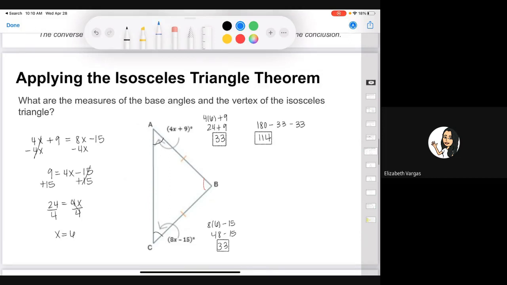Okay. Remember that the first thing we do is we see that the two angles that we're given are base angles. We know our base angles are congruent to each other, so we can solve for x. Once we solve for x, we plug those in. And because we know that all the interior angles of our triangle have to equal 180 degrees, we can subtract that from what we already have, and we see that we still have 114 degrees to distribute to our vertex angle. Okay.